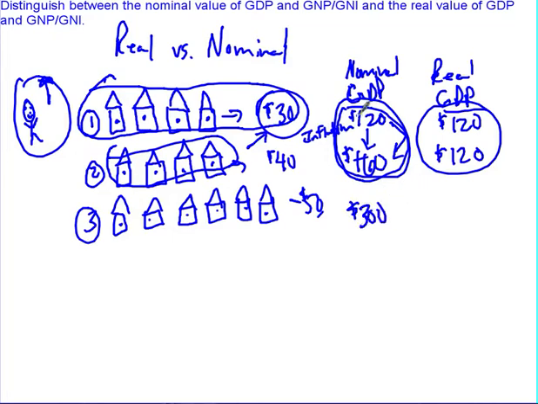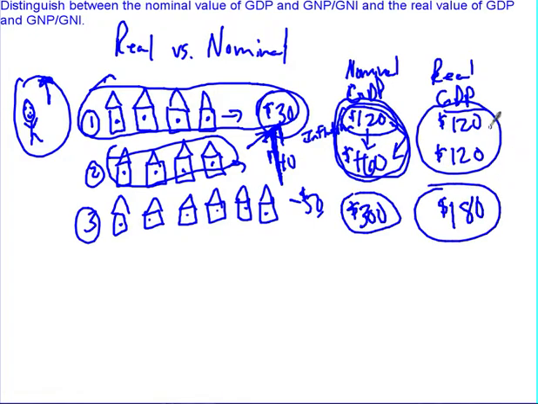And now you're saying, wow, we've gone from 120 all the way up to 300 in just 2 years. We are really doing good. It would appear that our output has almost tripled. But if we do real GDP, we would take these 6 houses and pretend that we sold them in the base year, going back to $30. And so our real GDP would be 30 times the 6 houses, which is 180.